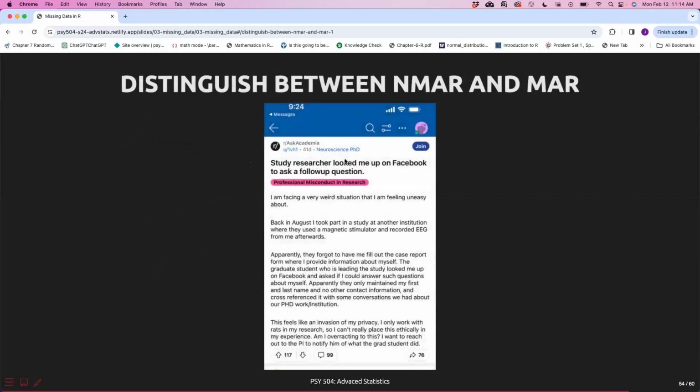So this is from a Reddit forum from maybe about a month or so ago. This is the extreme case of tracking down data. You should never do this, but basically, a grad student forgot to collect some data and went on Facebook and tracked down this participant to ask for the data. So this is an extreme example of tracking down the data. Obviously, you want to go through proper channels to get the data, but yeah, you should track down the missing data and get it if you can.